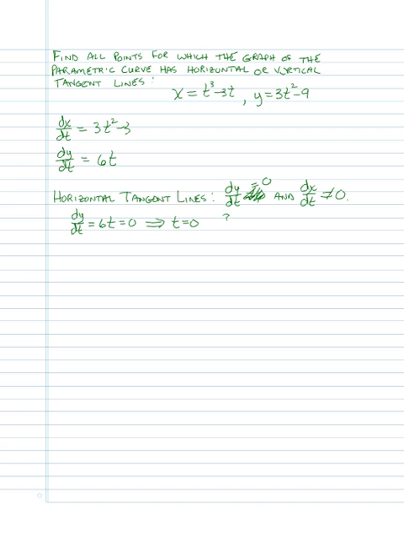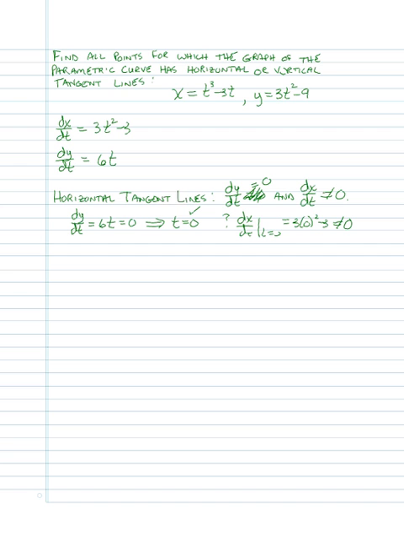Now the question becomes, is the derivative of x with respect to t evaluated at this t value equal to 0 or not? Well, we see that it's 3 times 0 squared minus 3, which is not 0. So this is a good t value for having a horizontal tangent line.